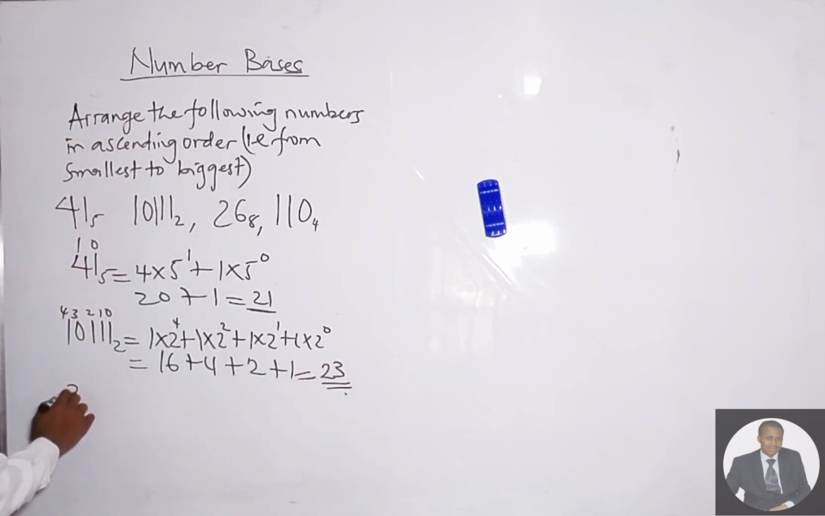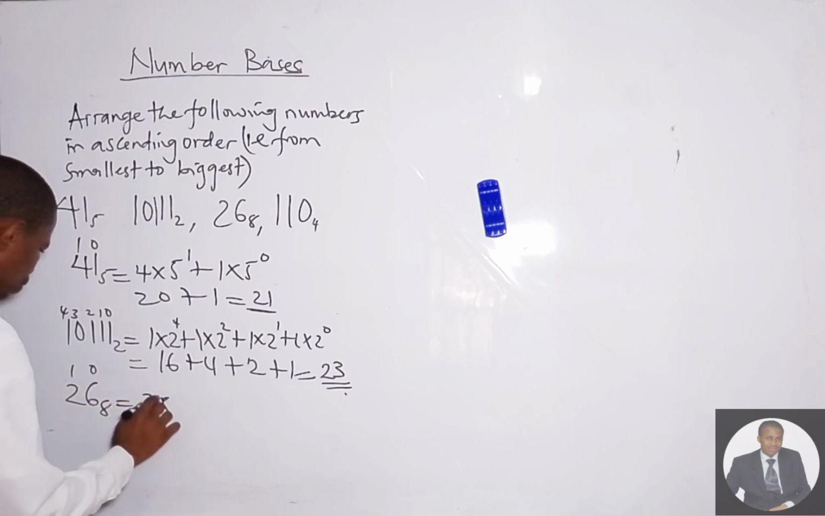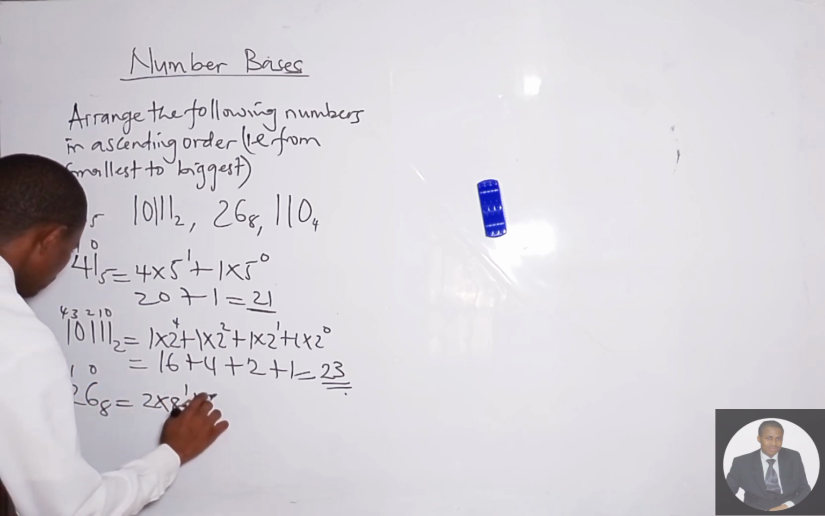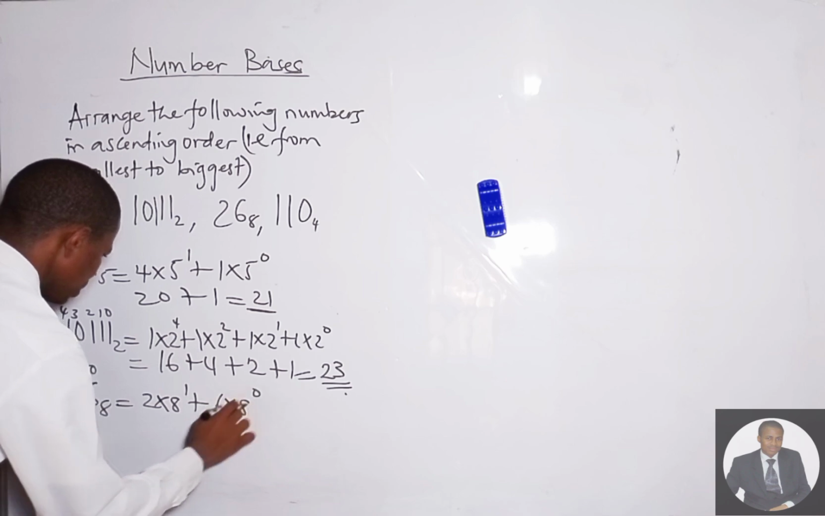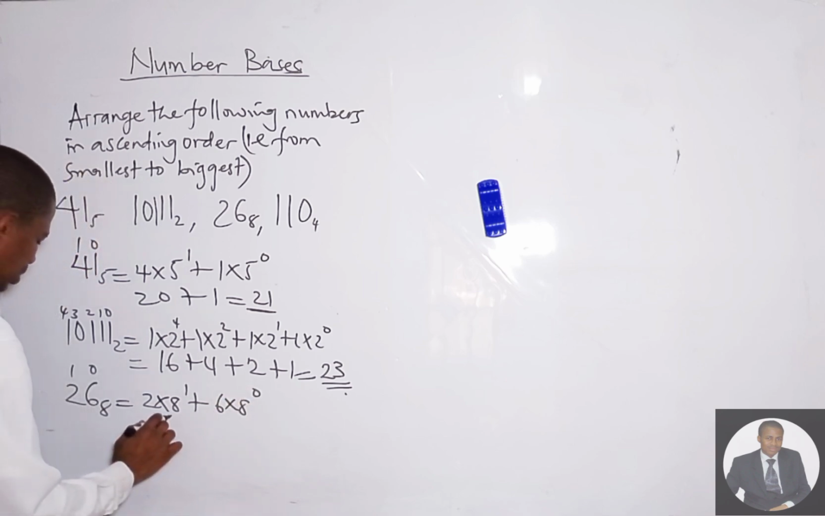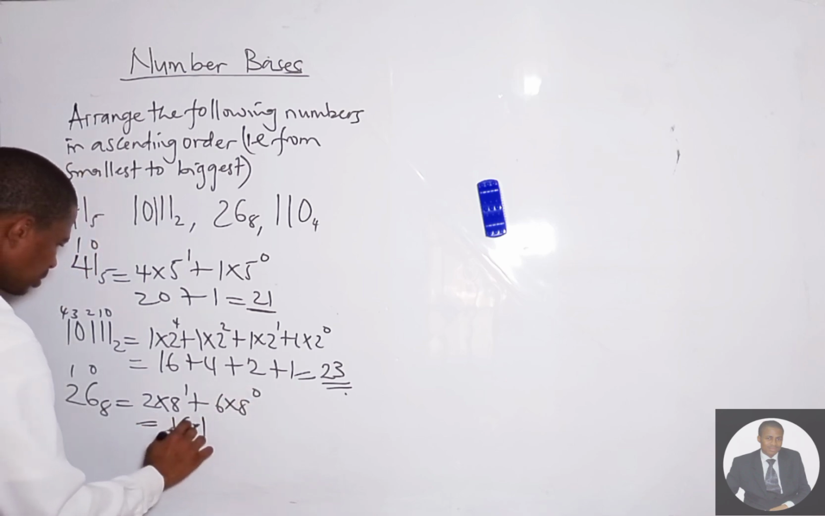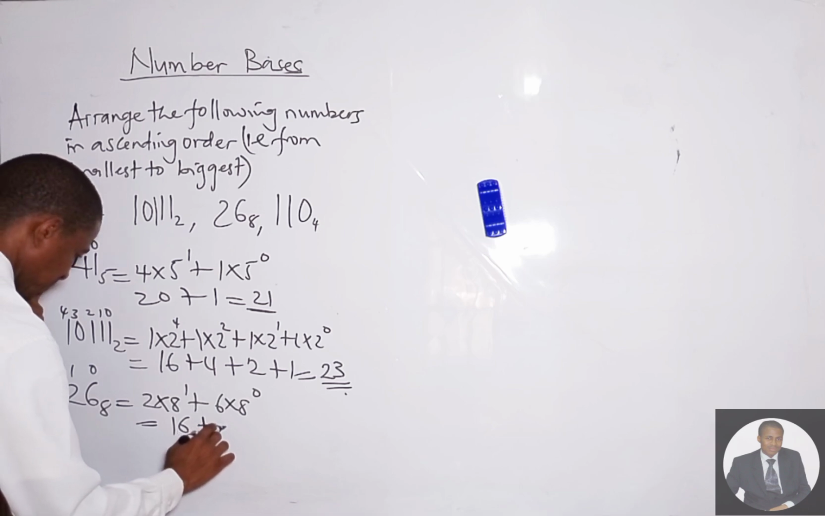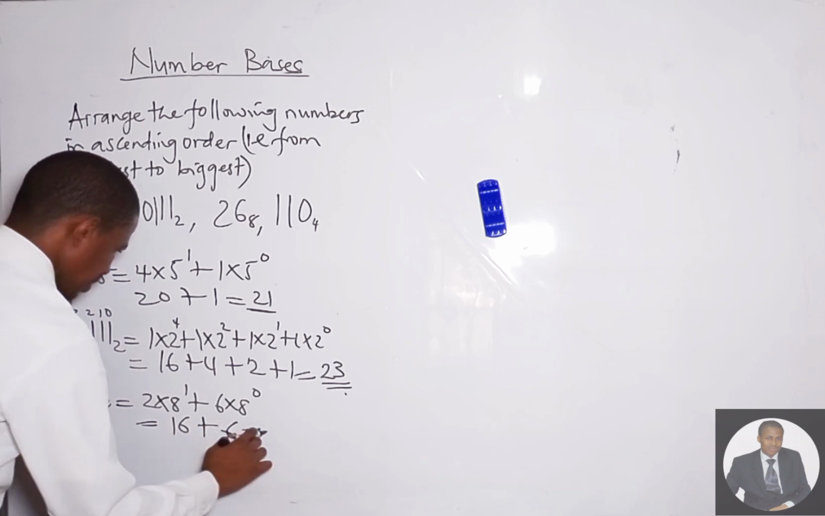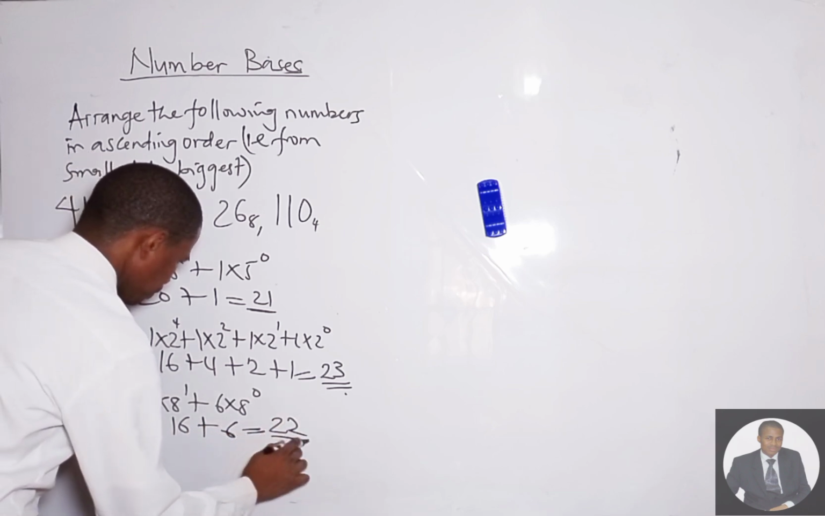Then 26 raised to the power 8. That will be 2 times 8 raised to the power 1 plus 6 times 8 raised to the power 0. And that will give us 16 plus 6. That will give us 22.